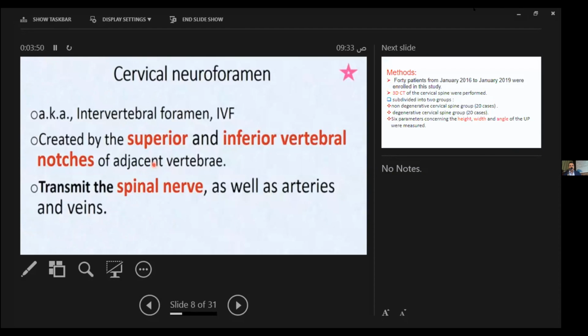The cervical neuroforamen is also known as the intervertebral foramen. It is created by the superior and inferior vertebral notches of adjacent vertebrae. It transmits the spinal nerve as well as arteries and veins.